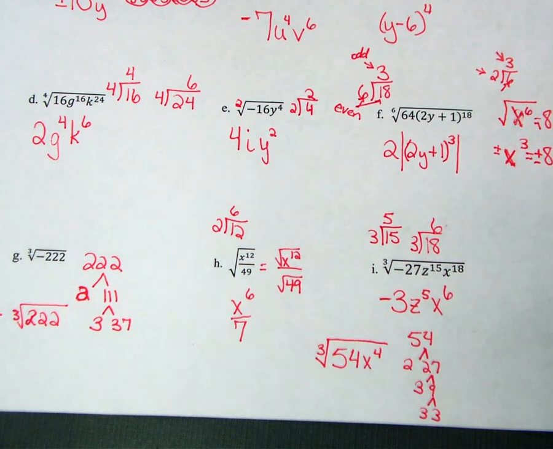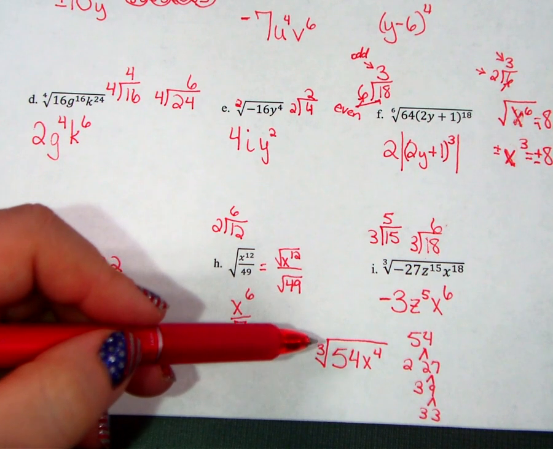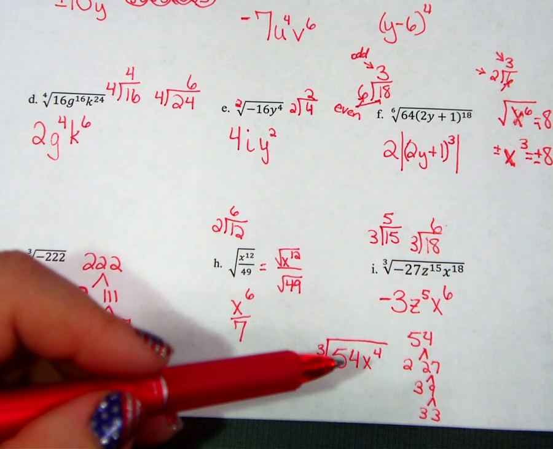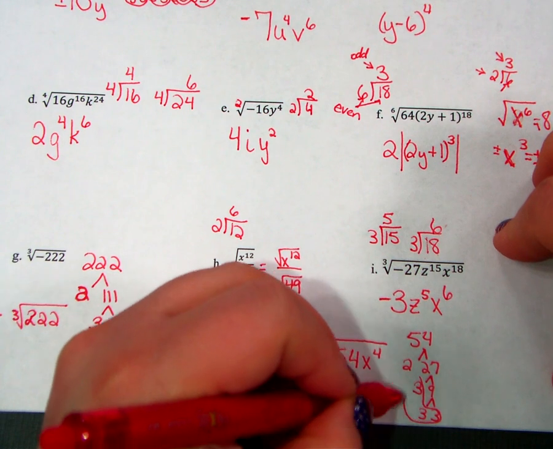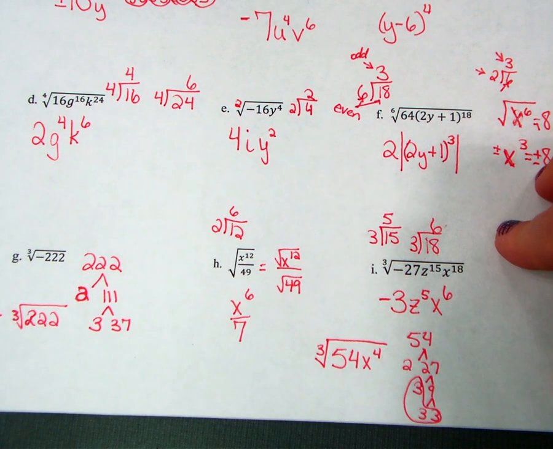You guys so far in your math career have been used to whenever you do your factor tree, you're looking for pairs. That's because you were doing square roots. The index of a square root is 2. That's why you were looking for pairs. The index here is 3. So we're not looking for pairs, we're looking for groups of 3. There's one group of 3.